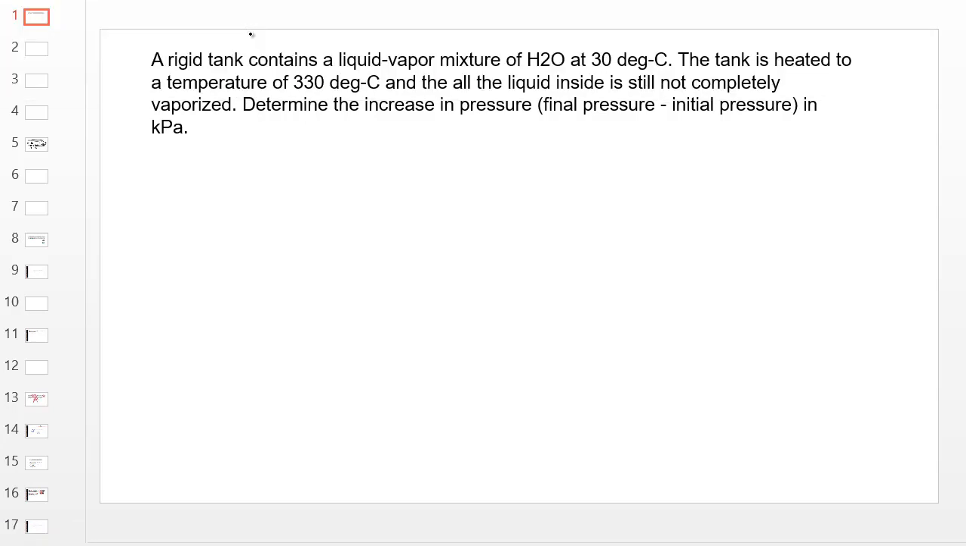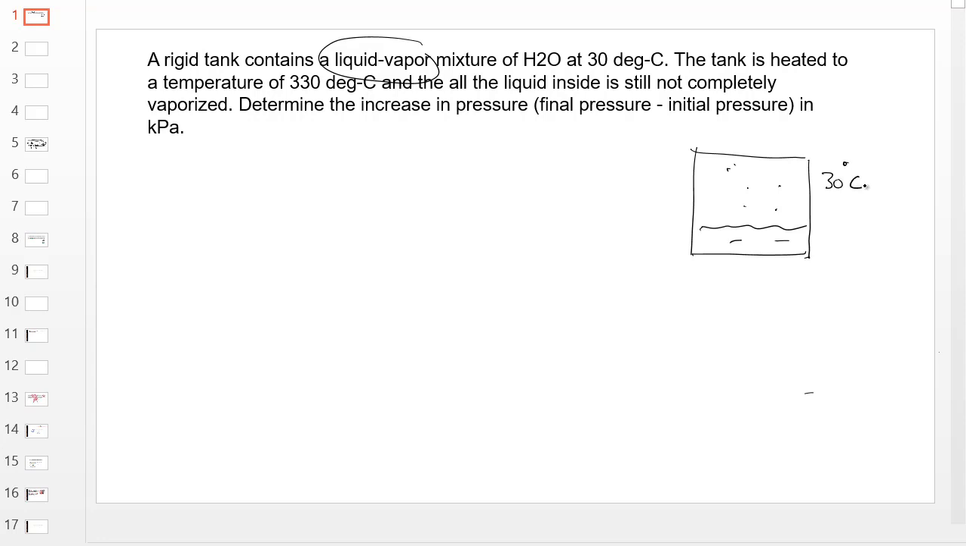Hello and welcome. In this problem, we have a rigid tank which has H2O, water in it, at 30 degrees Celsius. And it's given that it's a liquid vapor mixture. That means there is some liquid water and vapor of it at 30 degrees Celsius.